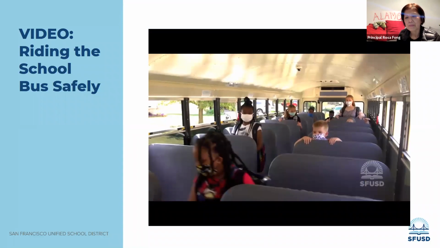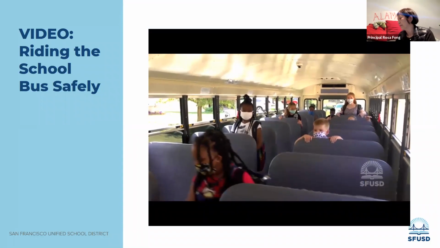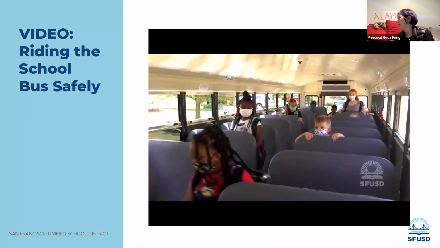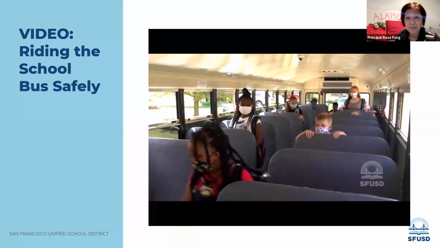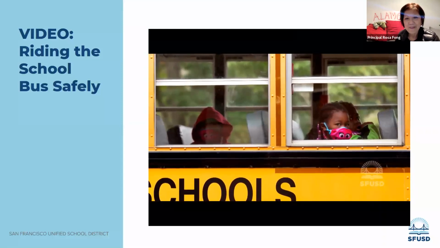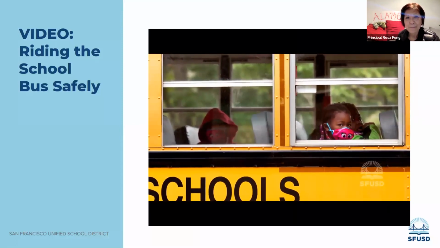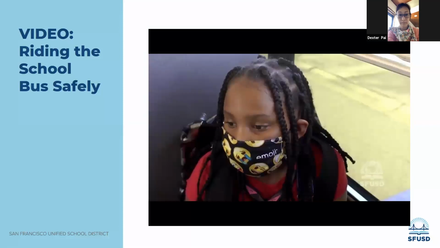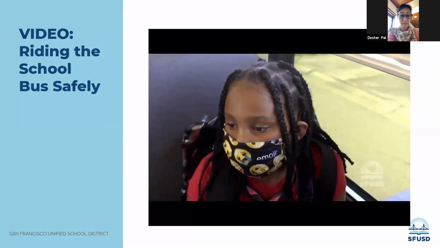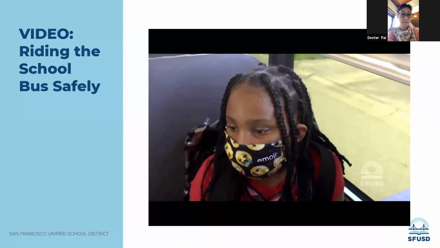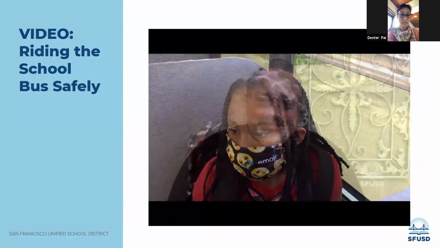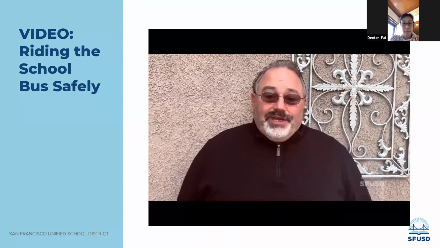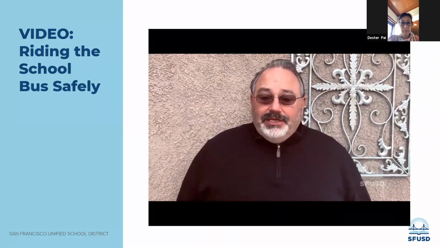The bus driver will load the bus from the back to the front and unload the bus from the front to the back. This way, you don't have to walk past any other students. You'll be asked to sit next to the window and to sit alone. If your siblings are riding with you, you can sit together. Try to sit in the same seat every time. Windows will be open to promote air circulation as weather and safety permits. Remember to dress comfortably for the weather. If your child has an IEP, your case manager will forward any special accommodations to us, and we will instruct the drivers. If you have questions, please contact your case manager.